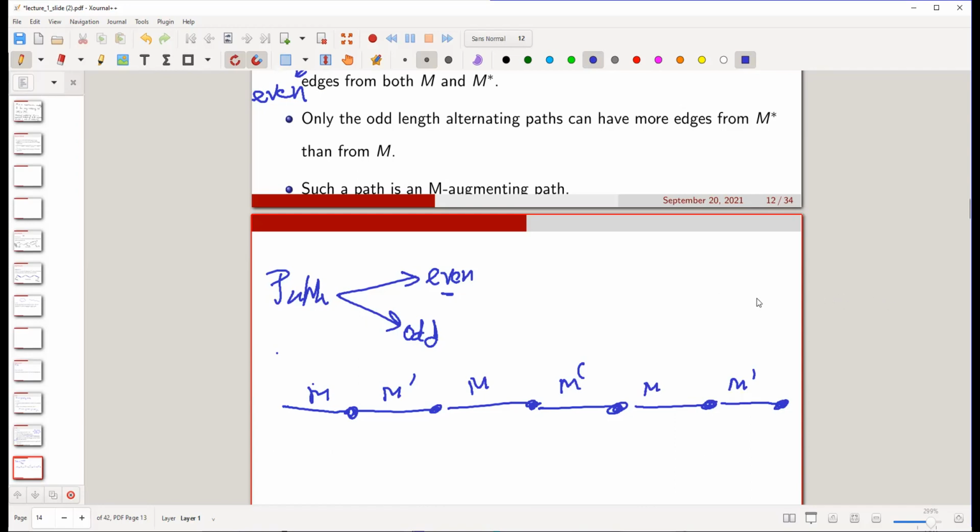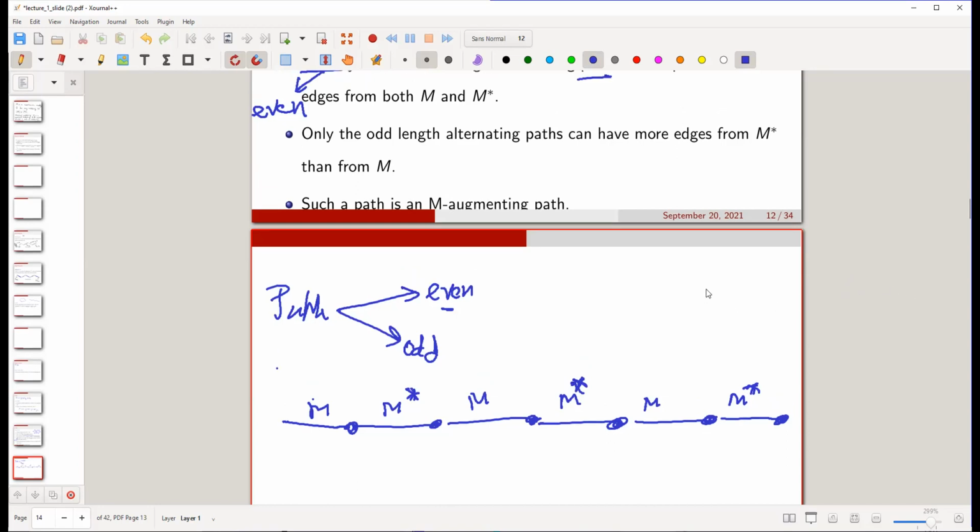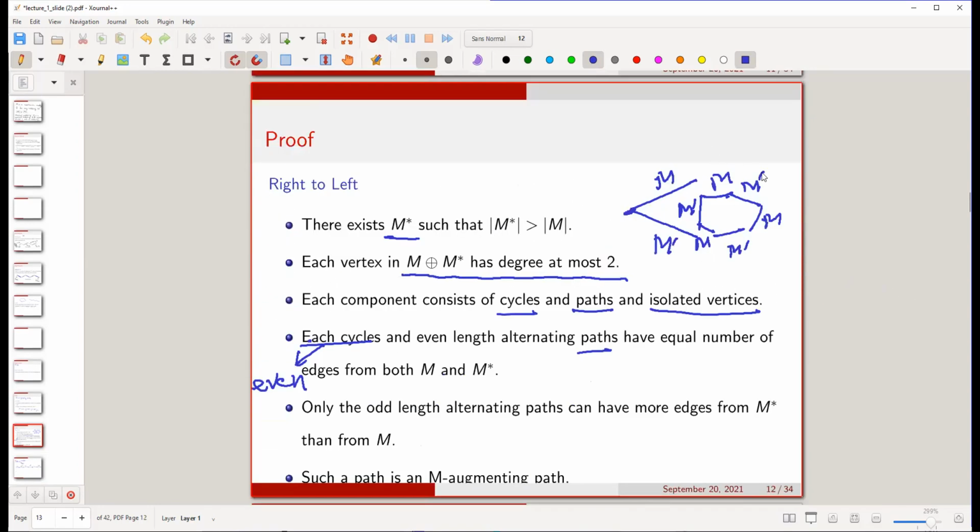And one more thing: oh, sorry, not M prime, but M star, that we assumed. So it's not M prime, but M star.